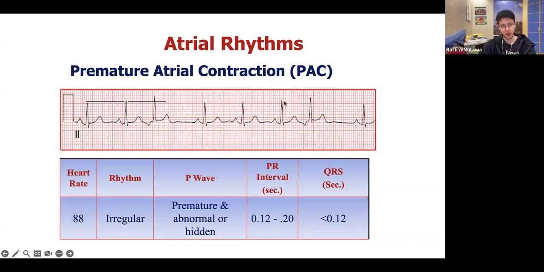Okay, so that's fine. Premature atrial contraction. How did we get to this conclusion? So they're kind of playing a trick on you here. This is actually normal sinus. Technically normal sinus. But what went wrong?